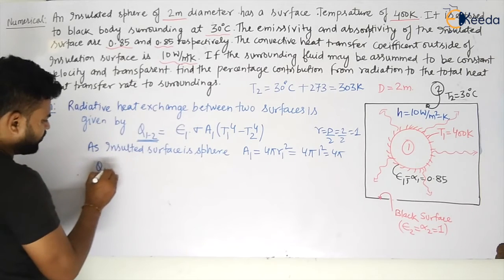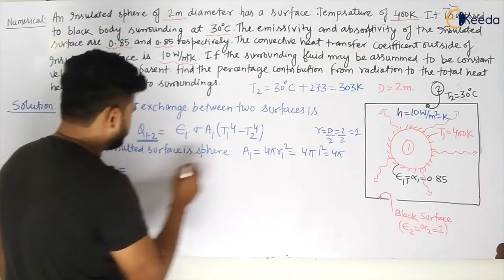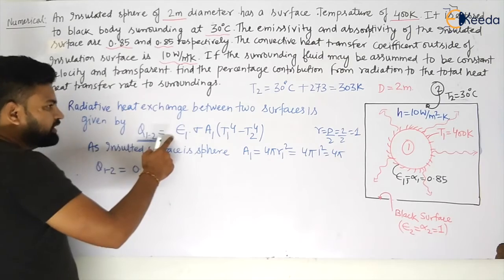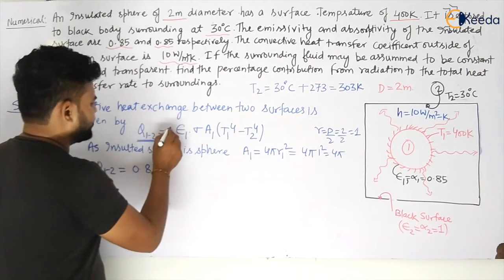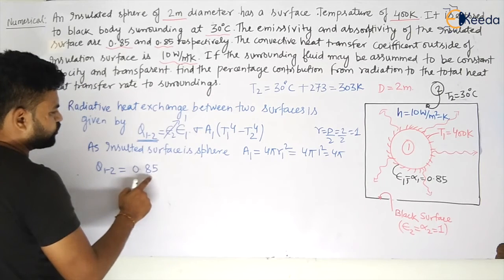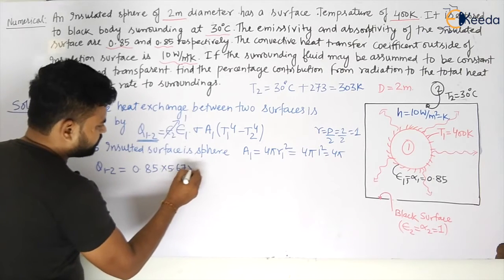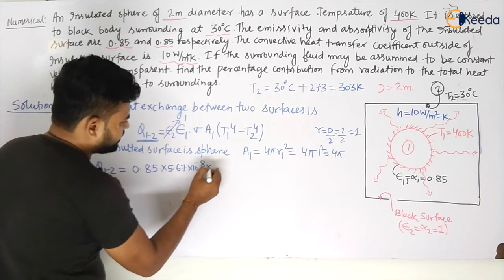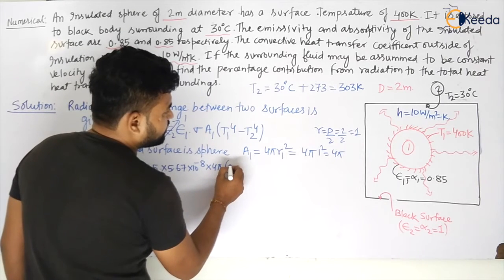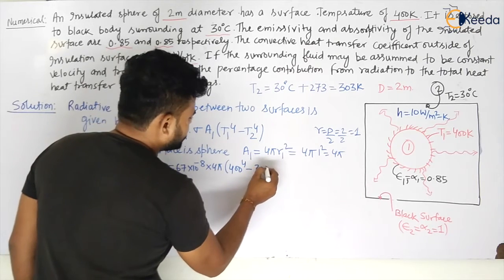Yes. So Q12 will be equal to epsilon 1. What is epsilon 1? 0.85. I am not taking the emissivity of E2. You can also take E2, my dear students, which is nothing but equal to 1. So this will become 1 into 0.85 multiplied by sigma, which is 5.67 into 10 to the power minus 8 multiplied by area, that is 4 pi, into T1 to the power 4, which is how much? T1 is how much? 400 Kelvin, that is 400 to the power 4 minus 303 to the power 4.